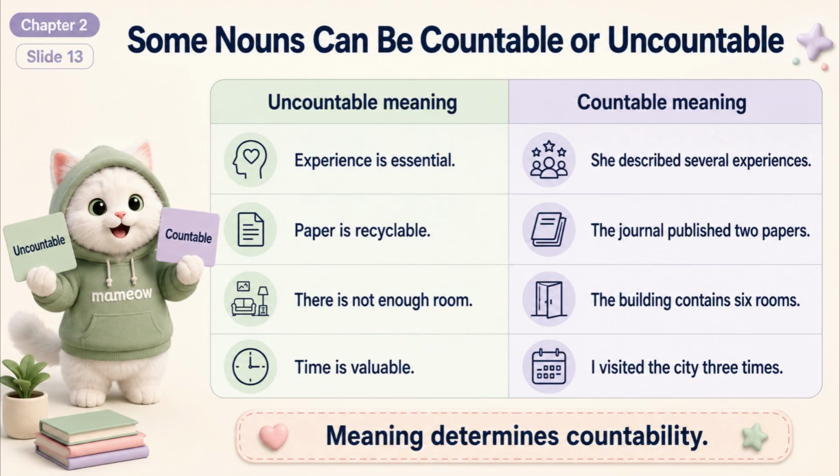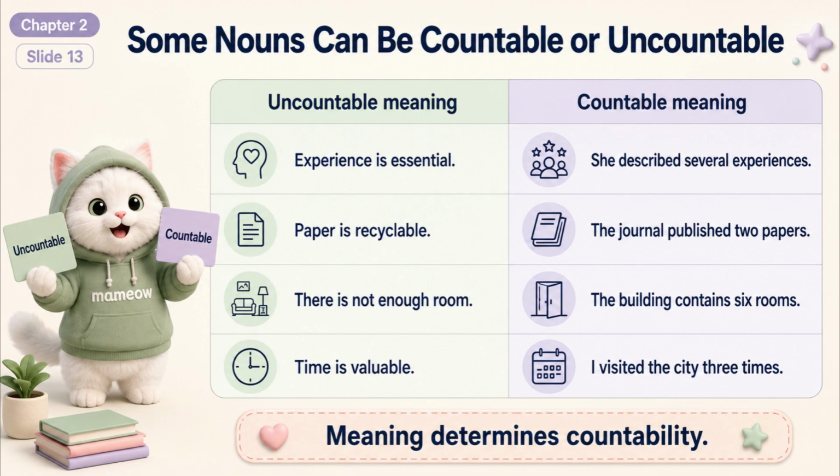Some nouns can be countable or uncountable depending on their meaning. Experience is essential refers to general knowledge or skill gained over time. Several experiences refers to separate events. Paper is recyclable refers to the material. 2 papers can mean 2 academic articles.